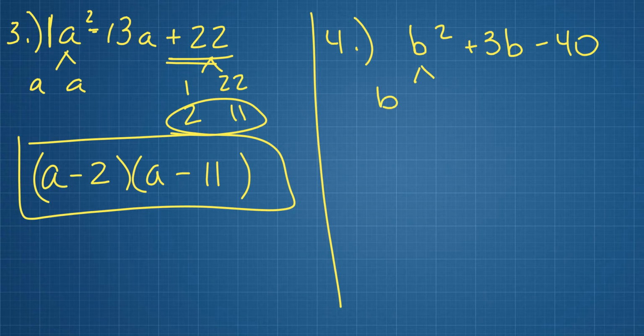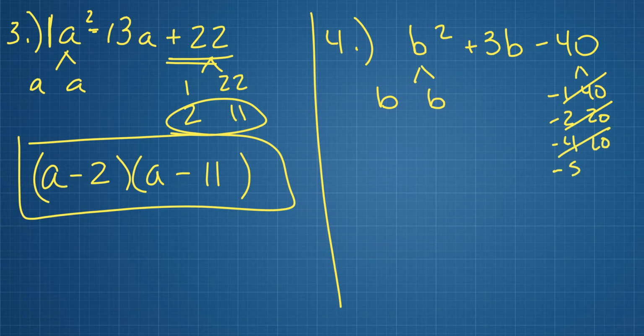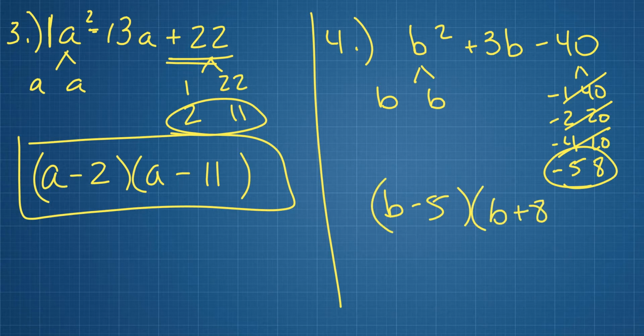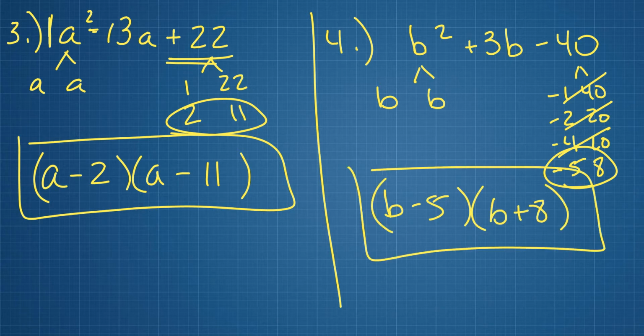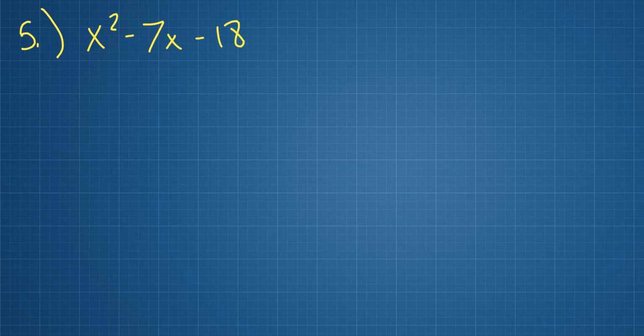How do I get b squared? Well, b and b. How do I get 40? Negative 1 and 40, which is going to be 39, so that's not going to help me. Negative 2 and 20 is going to be 18. That's not going to help me. 3 doesn't work. Negative 4 and 10 is going to be 6, so that's not going to help me. Negative 5 and 8 is going to add up to be 3, so that's what I want. So put b minus 5 in parentheses, b plus 8 in parentheses, and that's my final answer. That's it.